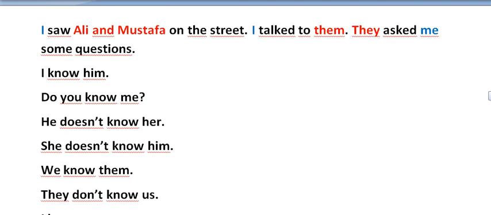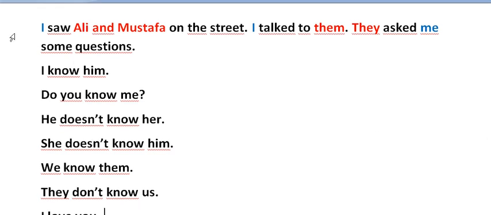So there are a few examples here. I saw Ali and Mustafa on the street. I talked to them. They asked me some questions. You see, instead of saying I talked to Ali and Mustafa, or Ali and Mustafa asked me some questions, we use pronouns instead of Ali and Mustafa. That's why we say I saw Ali and Mustafa on the street, I talked to them.